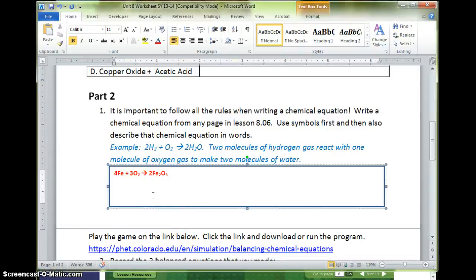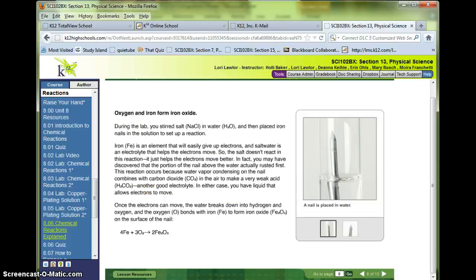So go back to my worksheet. I see there's 4 of them. So I'm going to write 4 iron atoms. Whenever I see a plus sign, I can just write the word and. So 3O2. Well, what is O2? You can go back to the lesson to see what O2 is, and it just tells you what O is.